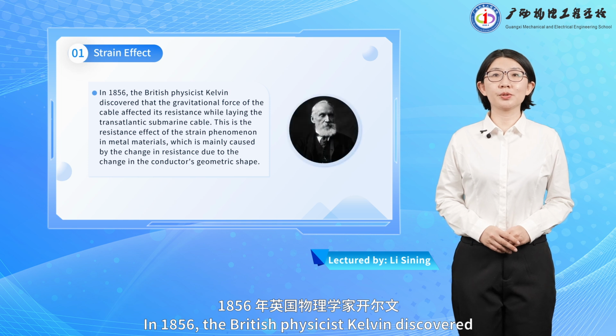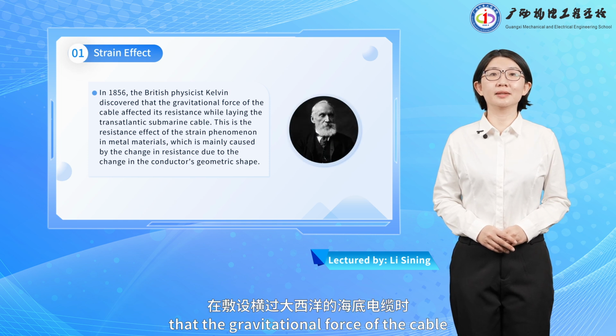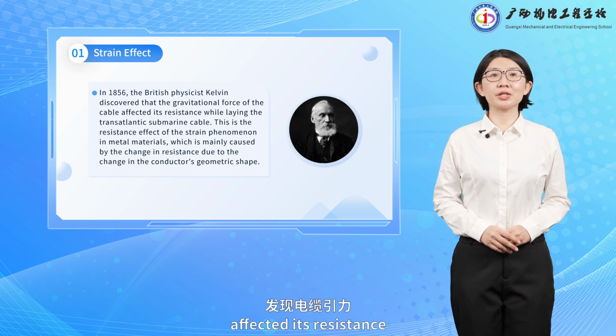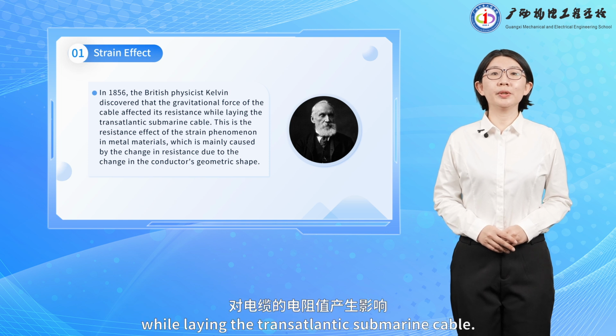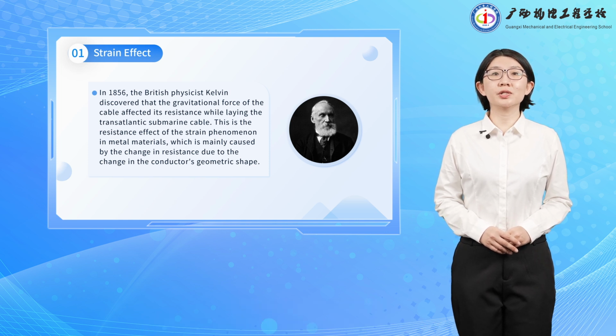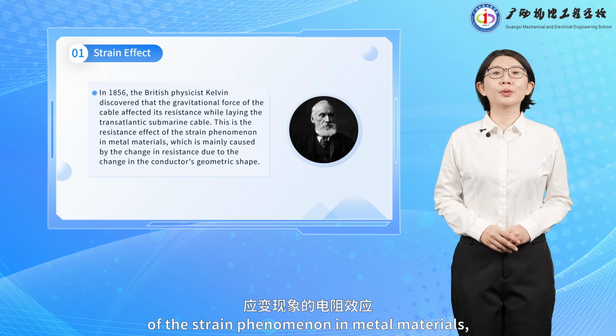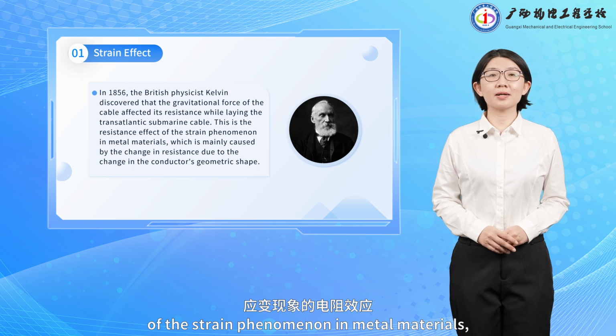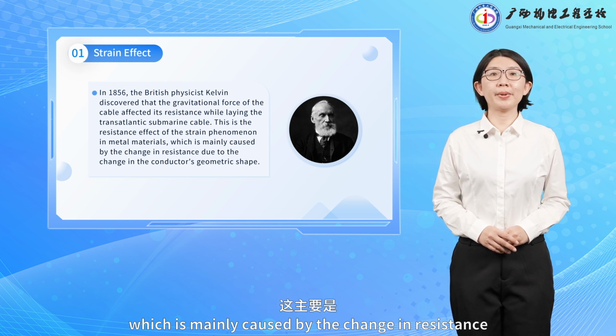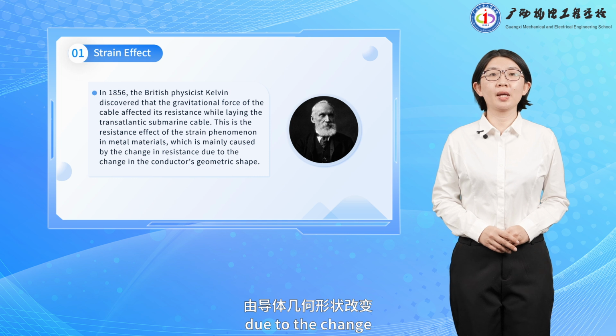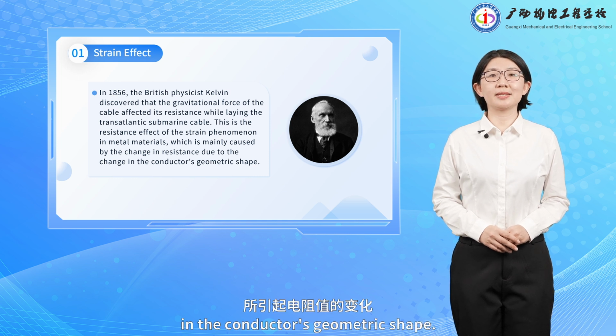In 1856, the British physicist Kelvin discovered that the gravitational force of the cable affected its resistance while laying the transatlantic submarine cable. This is the resistance effect of the strain phenomenon in metal materials, which is mainly caused by the change in resistance due to the change in the conductor's geometric shape.